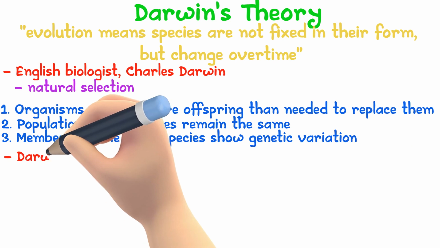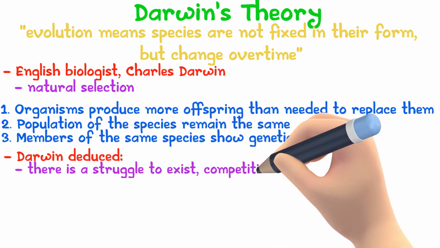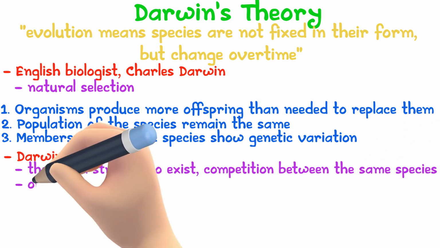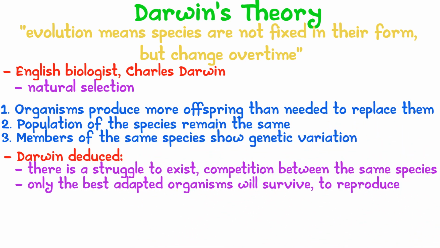From this, Darwin deduced that there is a struggle for existence, meaning there must be competition within the same species, and that if some of the offspring survive and some don't, only the best adapted organisms will survive to reproduce.